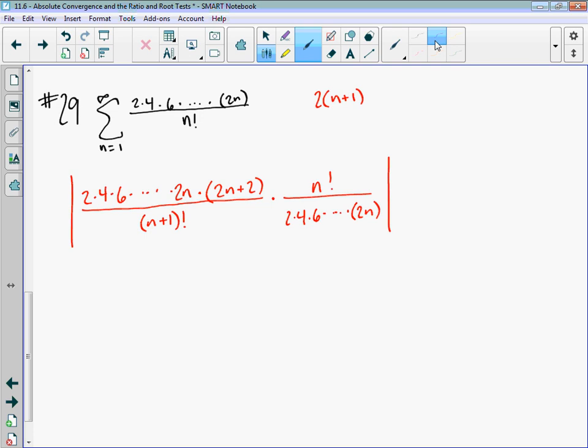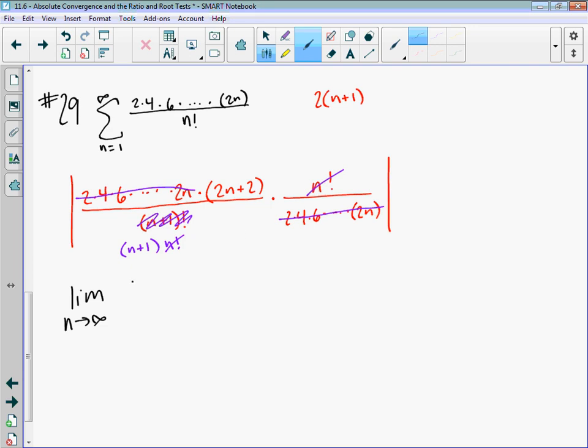And what do you notice is going to cancel? All of this, all the way to 2n, right? So all of this ends up canceling. And then this we can change into n plus 1 times n factorial, right? So then the n factorials cancel each other out. And do I need absolute values anymore? I shouldn't, right? So now I'm going to go ahead and take my limit.